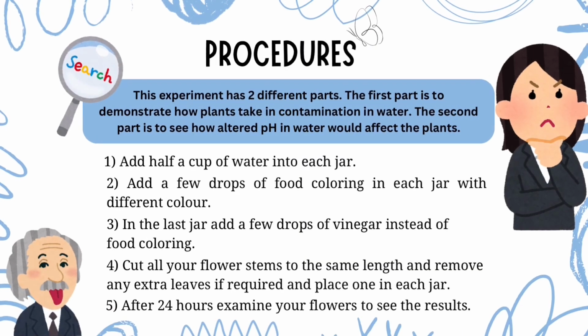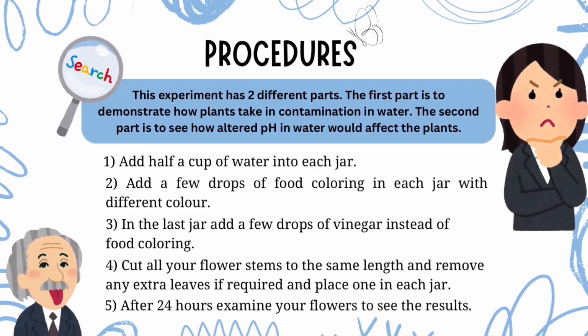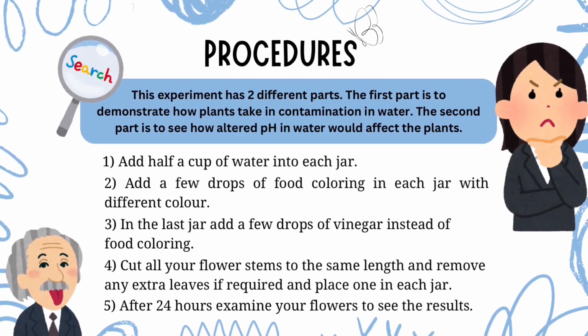Let's get into the procedures. This experiment has 2 different parts. The first part is to demonstrate how plants take in contamination in water. The second part is to see how altered pH in water will affect the plant.